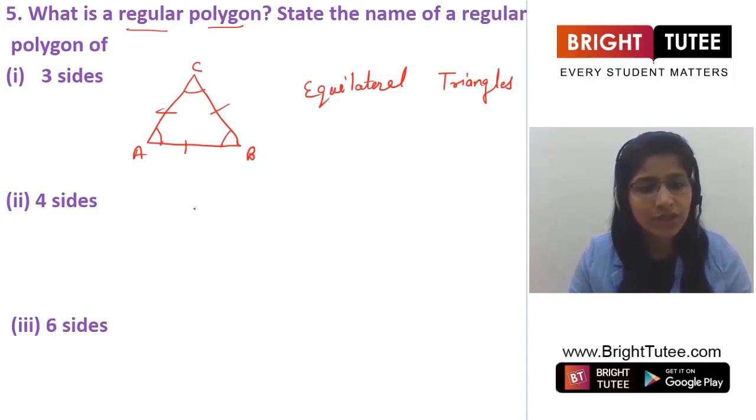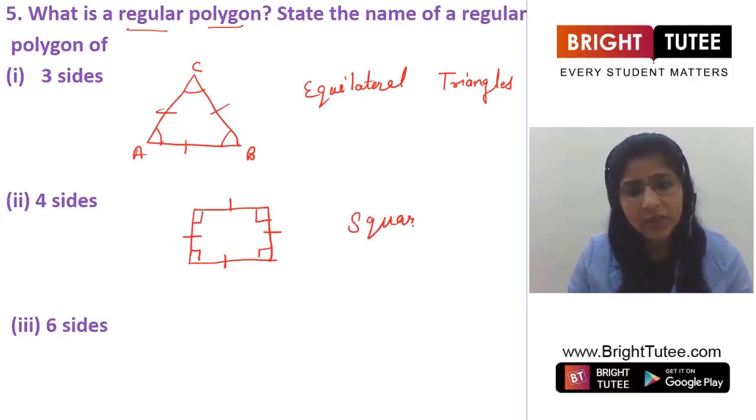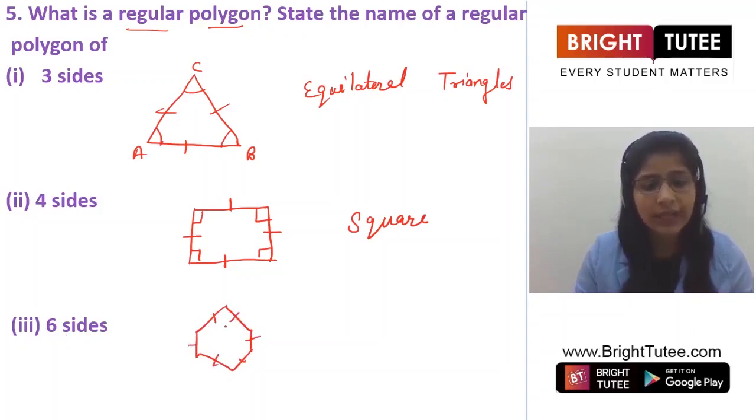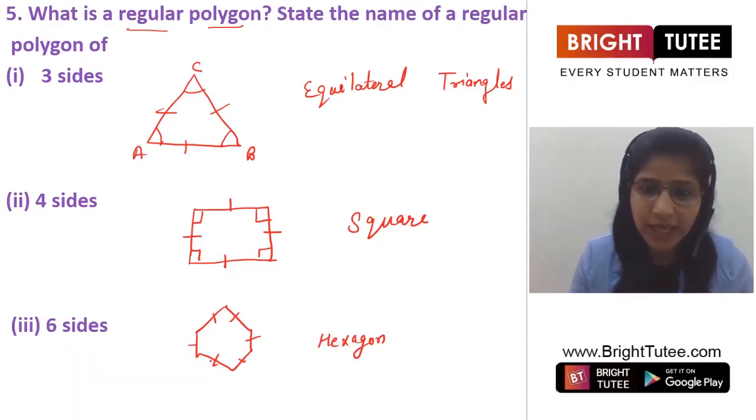Now they are asking about 4 sides. If it has 4 sides, it will be a square. A square has all 4 sides equal, and each angle will be 90 degrees. So a regular polygon having 4 sides is known as a square. Then they are asking about 6 sides. A 6-sided figure is known as a hexagon. In a regular hexagon, if all the sides are equal, all the angles will also be equal. Clear? So these are known as regular polygons, having all the sides as well as all the angles equal.